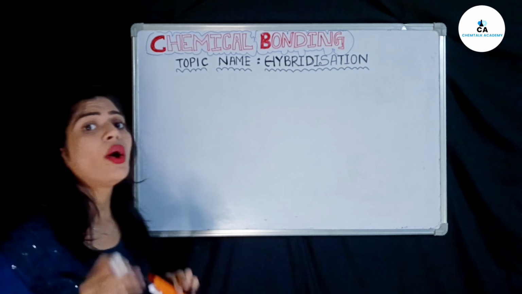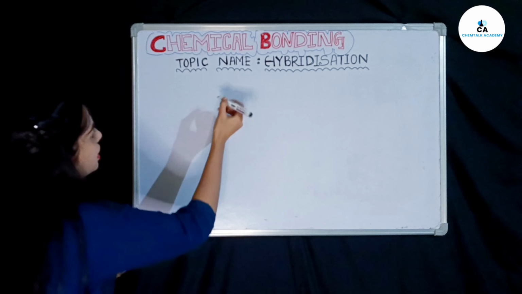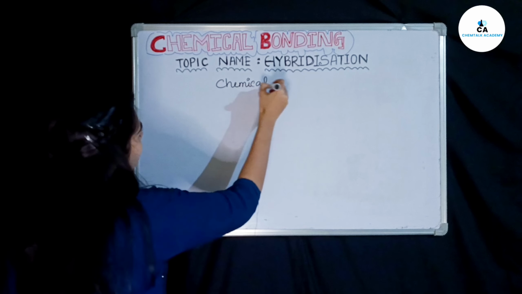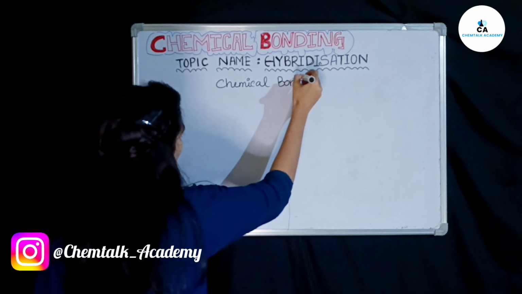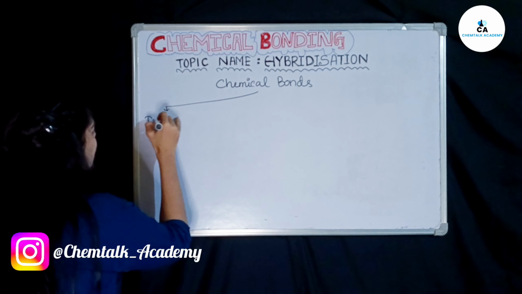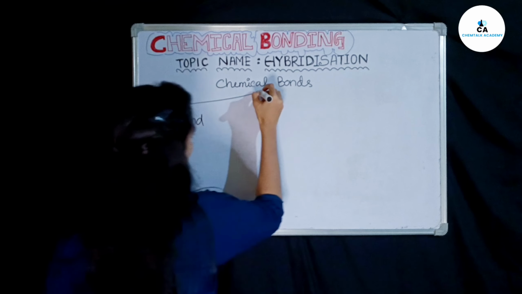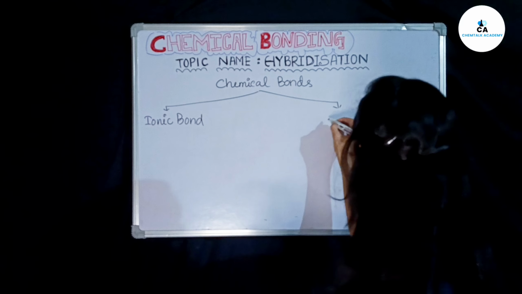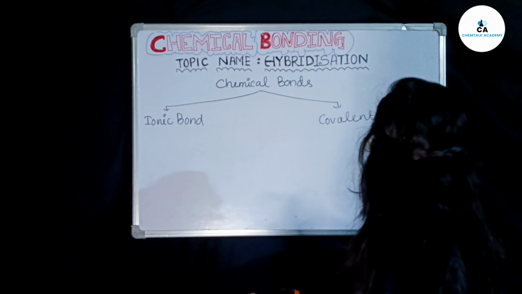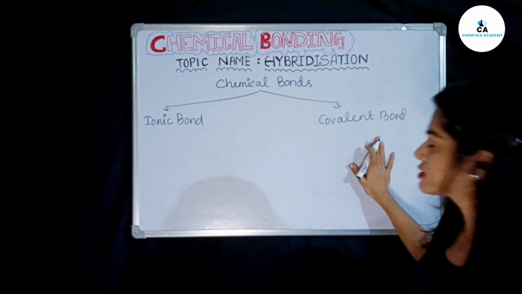Now, chemical bonds are of two types. Generally we have two types of bond. One is ionic bond, and the other one is covalent bond. The first one is ionic bond and the second one is covalent bond.